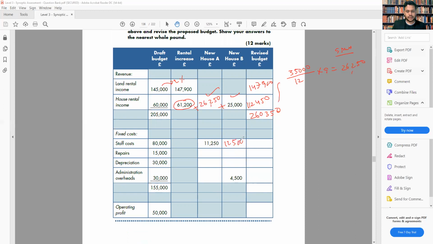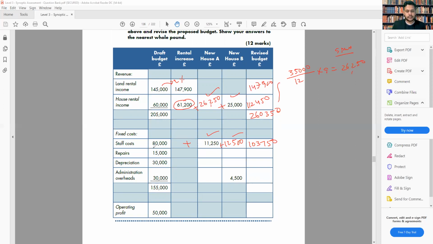12,500. 25,000 is for the whole year, so for the 6 months, it will be 12,500. So if we add these three now, we have a staff cost. We have 80,000 from the draft, and for house A we have a new 11,250 and house B 12,500. If we add these three, the total will be 103,750. This is my total staff cost.